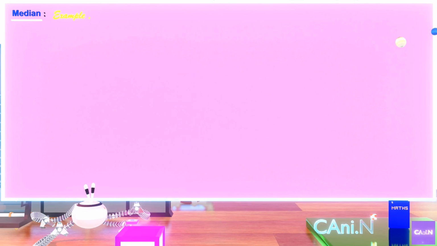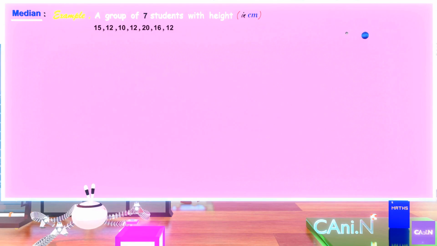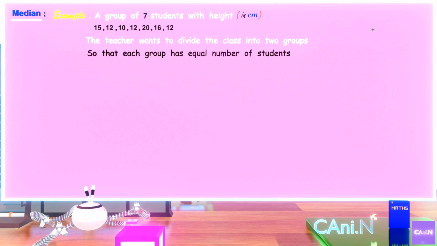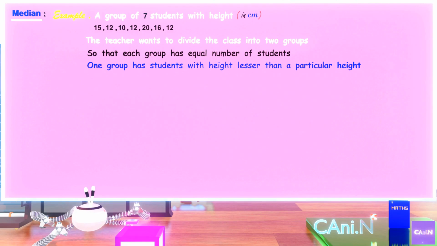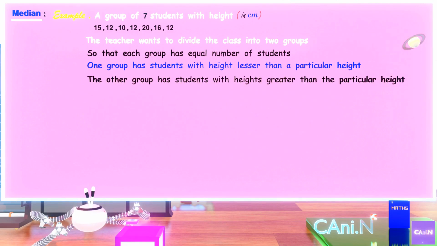Median. Example. A group of 7 students with height 15, 12, 10, 12, 20, 16, 12. The teacher wants to divide the class into 2 groups, so that each group has equal number of students. One group has students with height lesser than a particular height. The other group has students with heights greater than the particular height. How would the teacher do that? Let's see the various options the teacher has.